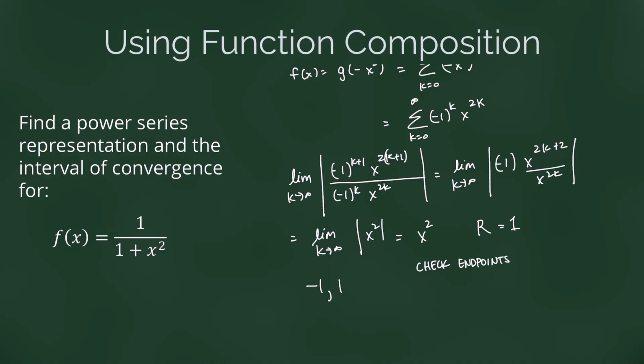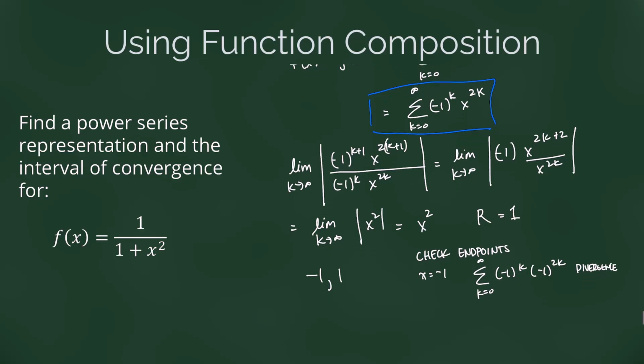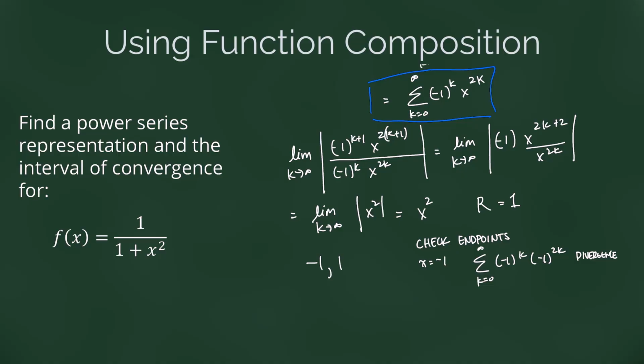So if we look at our power series back here and plug in negative 1, we're going to get the sum from k equals 0 to infinity of negative 1 to the k times negative 1 to the 2k, which is not going to go to 0, so we're going to see divergence at our endpoints once again. And we'll see the exact same result for 1, except we won't have an extra negative sign. So both positive and negative 1 diverge. So our interval looks like negative 1 to 1.